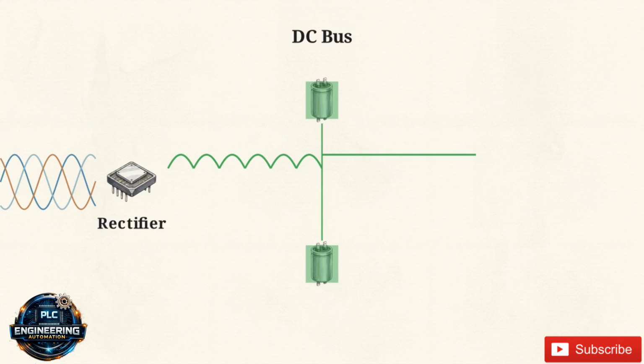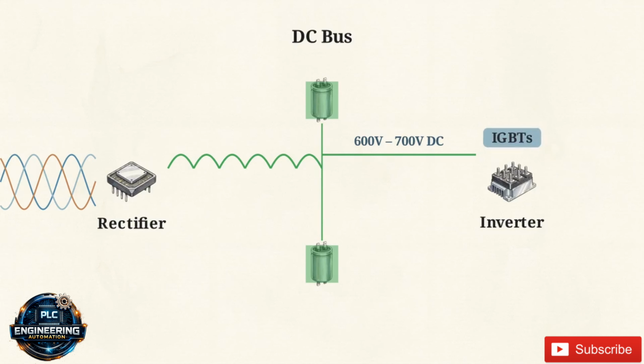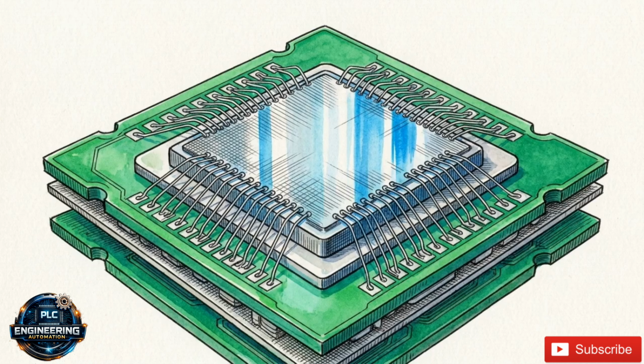This reservoir of stable direct current is highly energetic, holding between 600 and 700 volts. Finally, power reaches the inverter section. Insulated gate bipolar transistors, or IGBTs, act as hyper-fast valves, chopping this DC voltage into variable width blocks to simulate a new AC waveform. These transistors fire thousands of times per second.